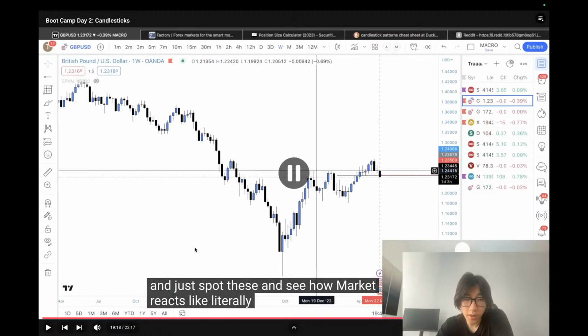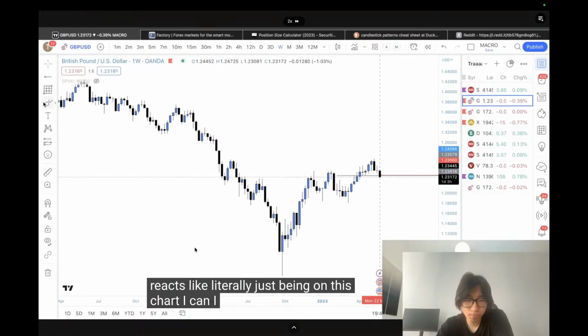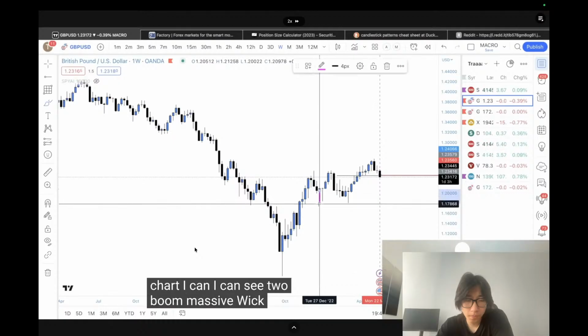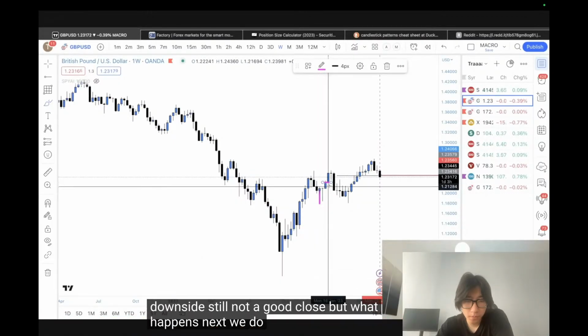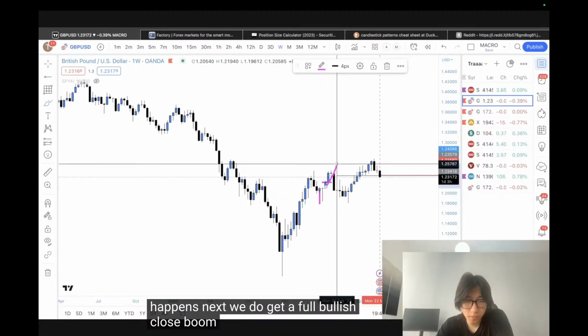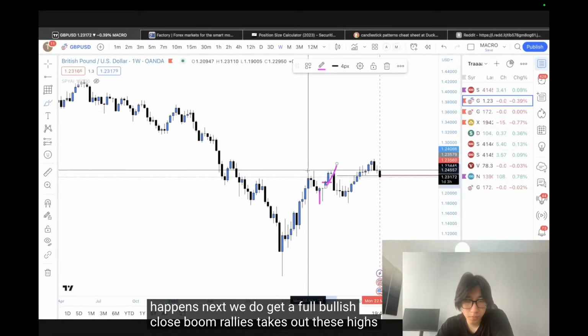Literally just being on this chart, I can see two. Boom, massive wick rejection to the downside. Still not a good close, but what happens next? We do get a full bullish close. Boom, rallies, takes out these highs.